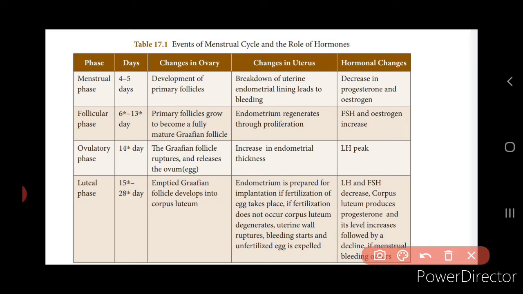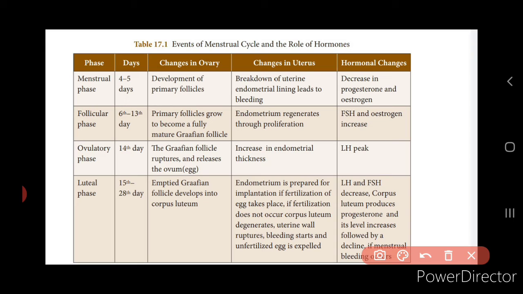Now the changes that take place in the ovary as well as in the uterus are due to the hormonal changes that take place. And here it also gives the days in which these phases take place. The menstrual phase is between 4 to 5 days. The development of the primary follicles takes place. And what will happen, the lining of the uterus is shed, and this leads to bleeding, and this is due to the decrease in the progesterone or the estrogens that are secreted by the reproductive organ.